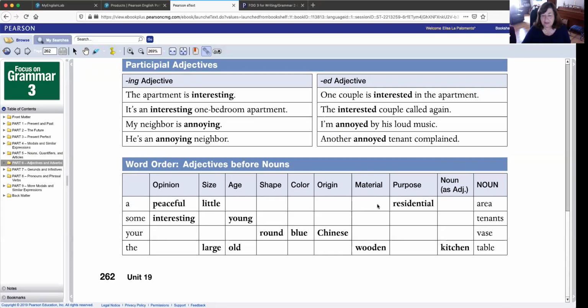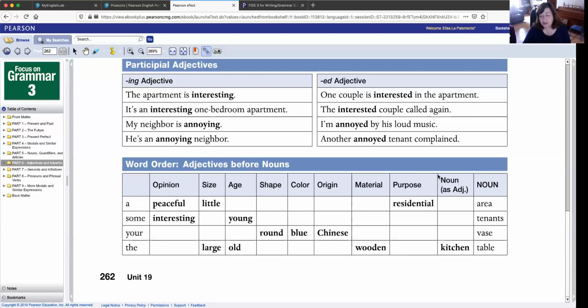The sentence doesn't have any of these in it, but you'll notice the placement of the adverbs and adjectives. Some interesting young tenants. Your round, blue, Chinese vase. Again, as we look at the words, look where they're placed. Chinese is under origin, where it's from. Blue is under color. Round is under shape. The large, old, wooden, kitchen table.